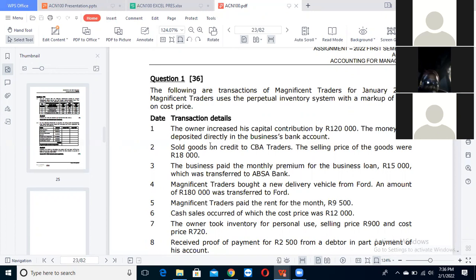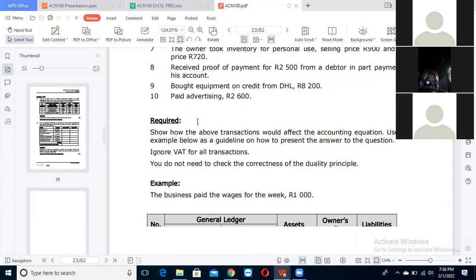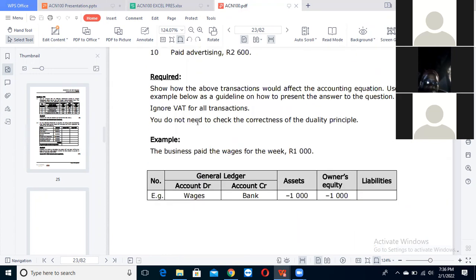So we do not read the transactions in any question. We only read the transactions when we are attempting to answer the question. So for now, we skip the transactions and move to the required section. So what are we required to do?